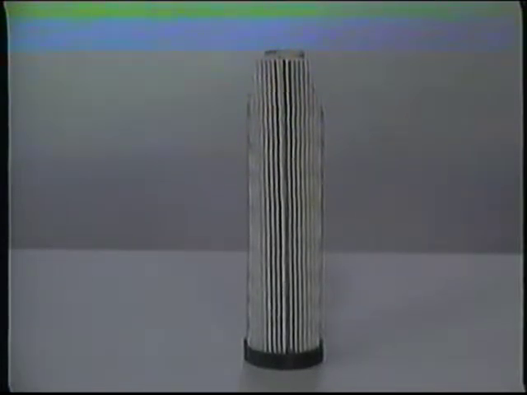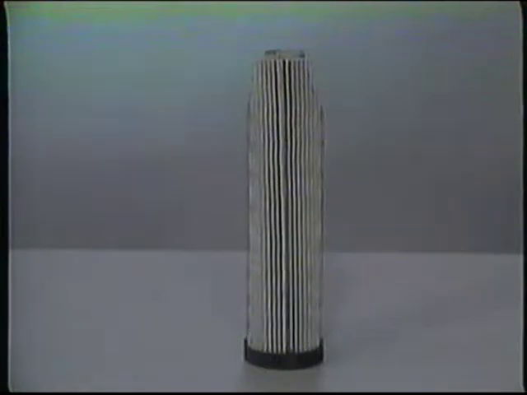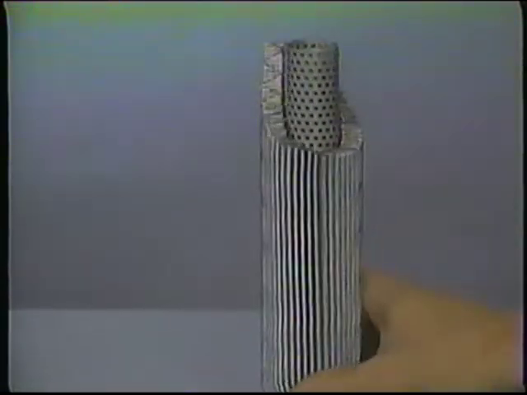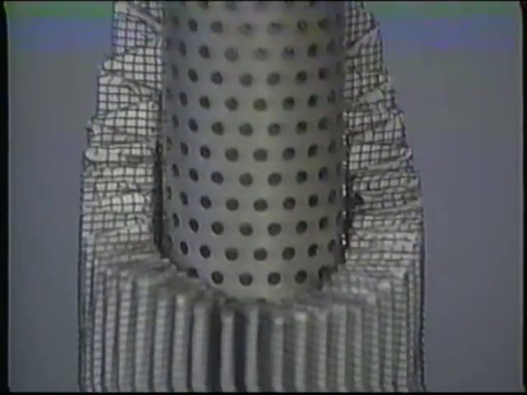Two kinds of filters are used. One kind, the depth filter, works a lot like a coffee filter. Depth filters depend upon layers of porous material or media, often treated paper. When hydraulic fluid passes through the filter, dirt gets stuck in the media.